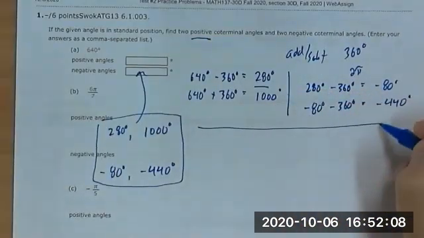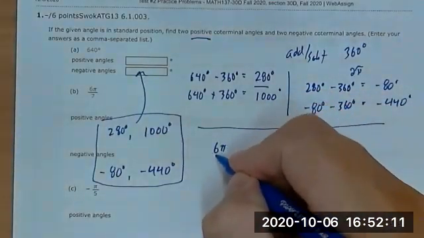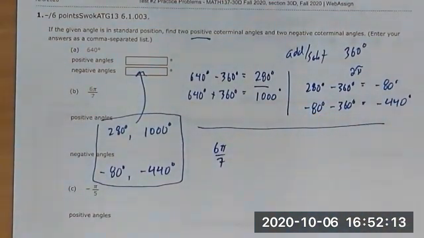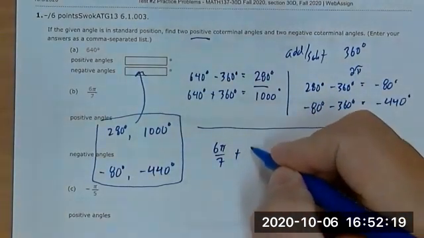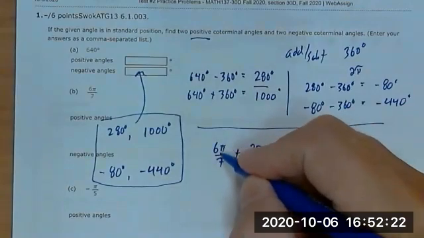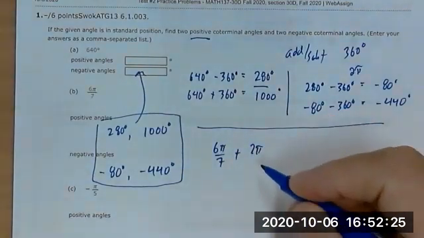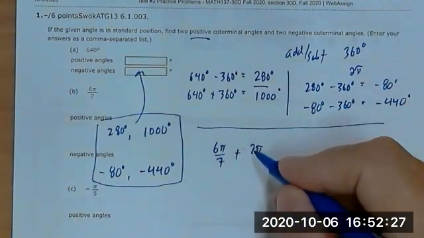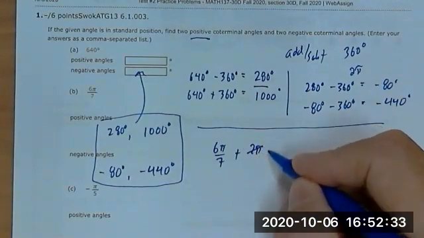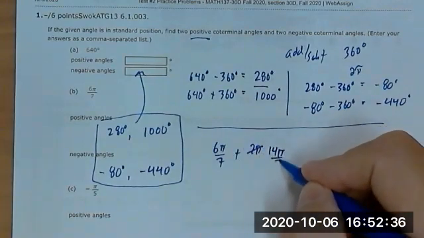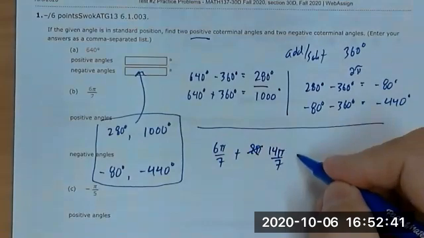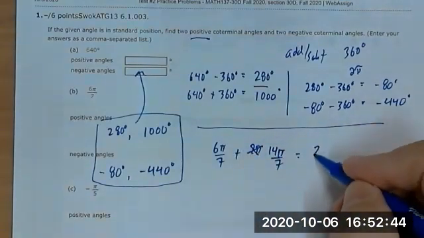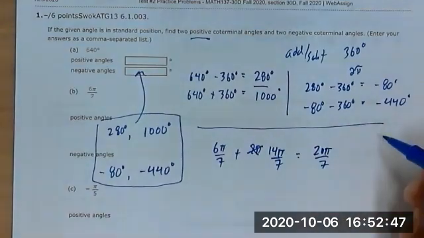For 6 pi over 7, so now I have to either add or subtract 2 pi. So for the positive coterminal angle, let's add 2 pi. But of course now, here I have a fraction. I'm adding a fraction and a number. So really, I'm not going to add 2 pi. I really have to get a common denominator. 2 pi is the same thing as 14 pi over 7. So here you have to do a little bit of work with adding fractions. So then you get 20 pi over 7.